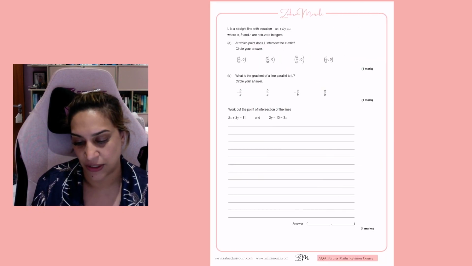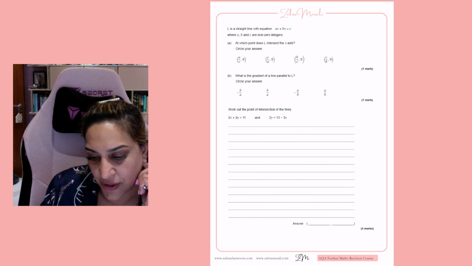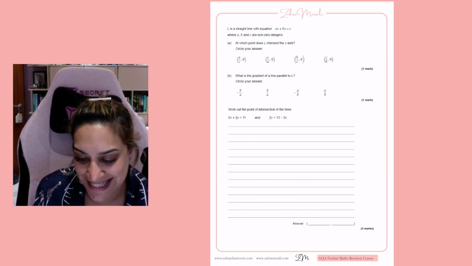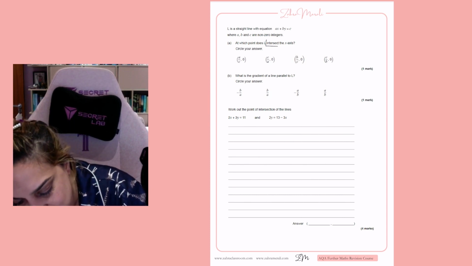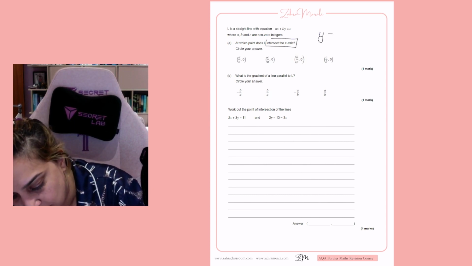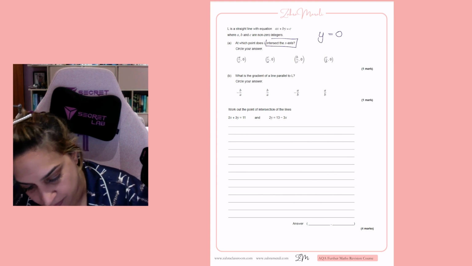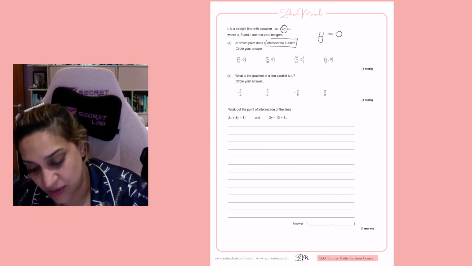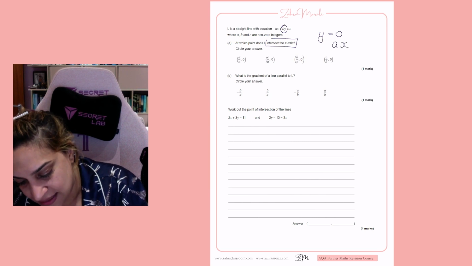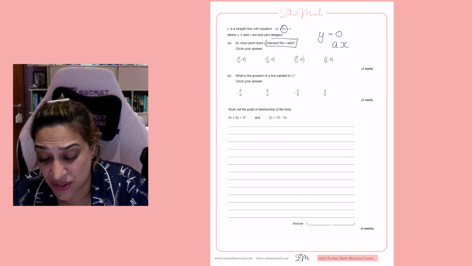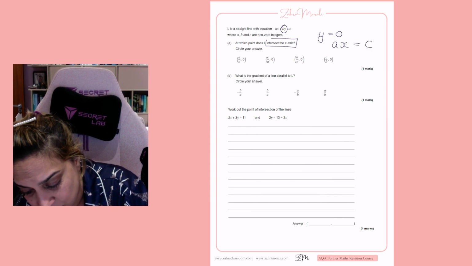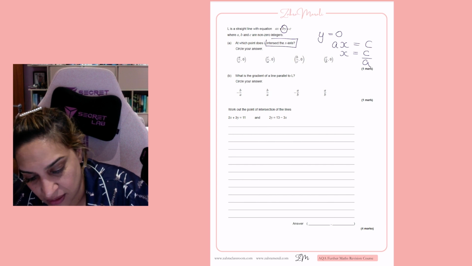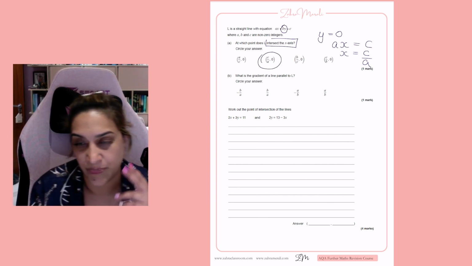Okay, let's have a look at some questions. So we've got L is a straight line. At which point does it intersect the x-axis? So intersecting the x-axis means y equals 0. So I'm going to make y equal to 0. So ax, b times 0 is just 0. So ax equals c. So therefore x must be c divided by a. So my answer would be here.